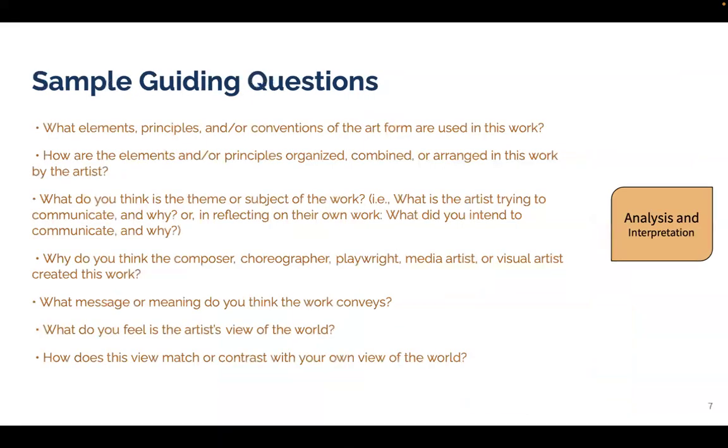So some sample guiding questions would be, what elements, principles, and or conventions of the art form are used in this work? How are the elements or principles organized, combined, and or even arranged in this work by the artist? What do we think is the theme or subject of this work? What is the artist trying to communicate and why? Why do we think the artist created this work? What message or meaning do we think the work conveys? And what do we think the views of the artist are of the world? And do we agree or disagree with them?